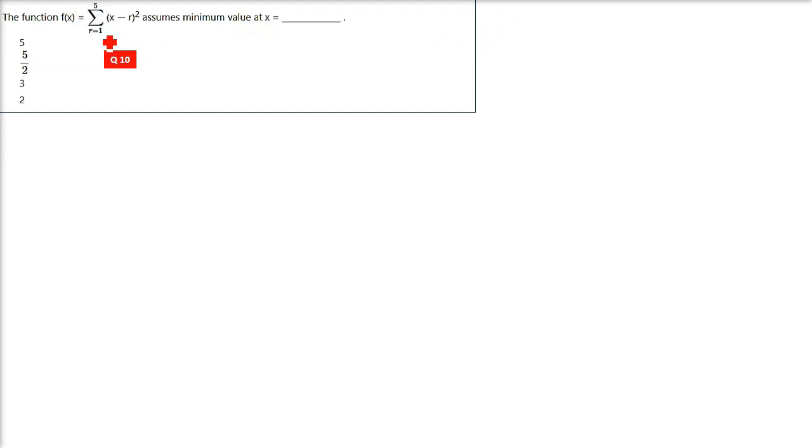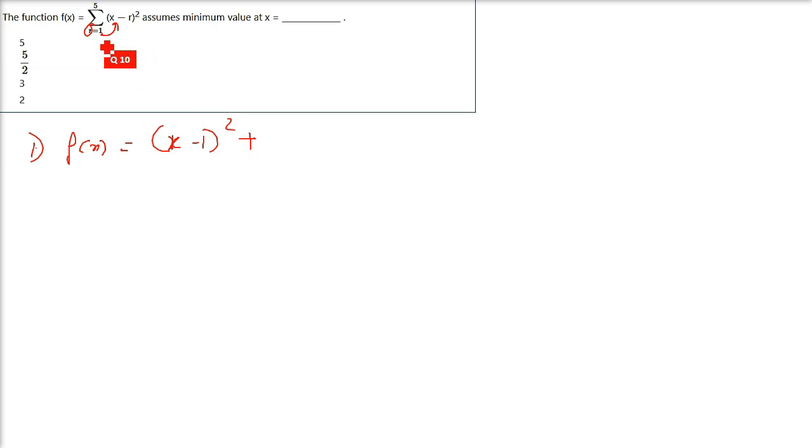So we have to assume the minimum value at x equals what? The function will assume minimum value at x equals what? So we have to find out the value of x. So the first thing, f of x is what? It is sigma. Sigma starts from 1 to 5. So sigma is summation. We'll take x minus r whole square. First we'll put r equal to 1. So it will be x minus 1 whole square.